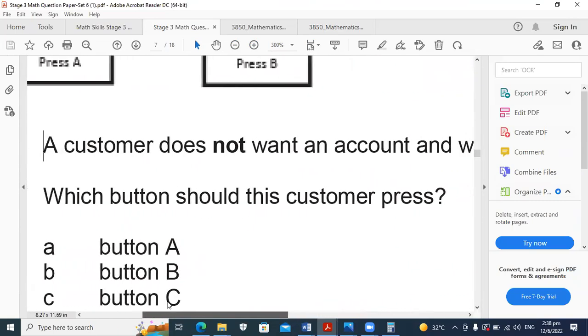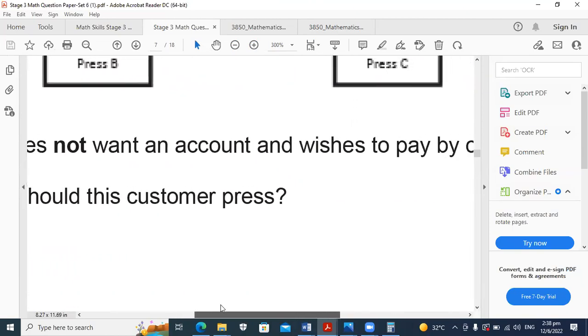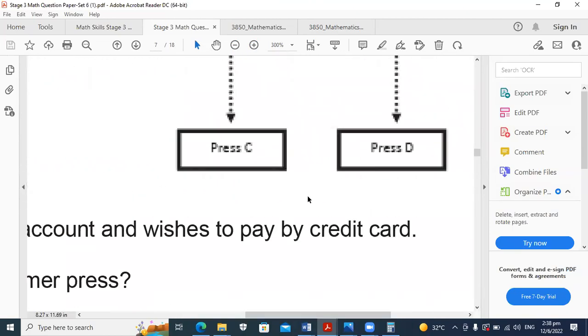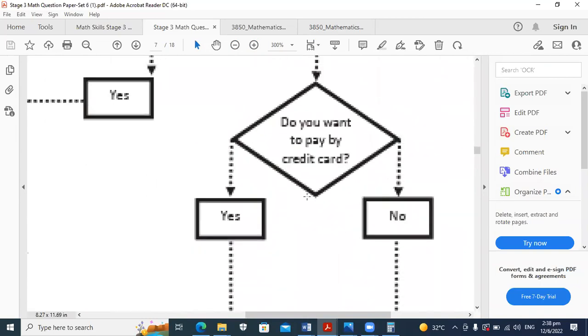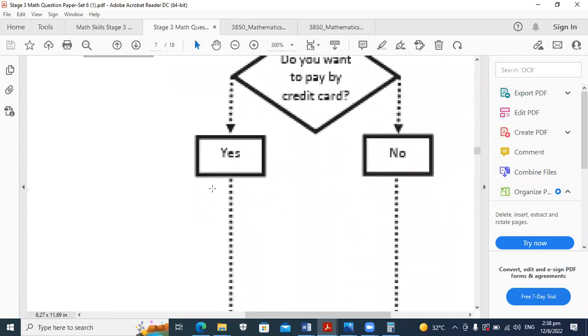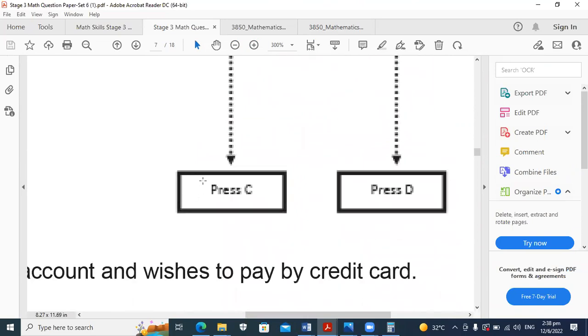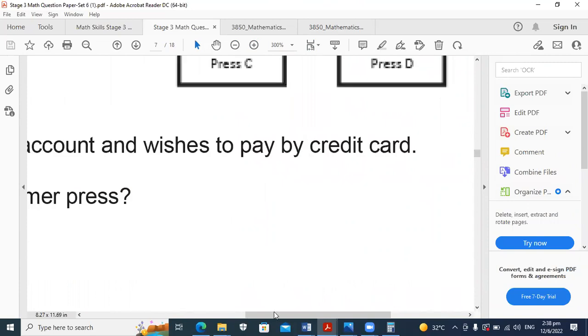A customer does not want an account and wishes to pay by what? Credit card. So, do you want to pay by credit card? It will be yes. And then no, you press what? Upper C. So C would have been the answer.